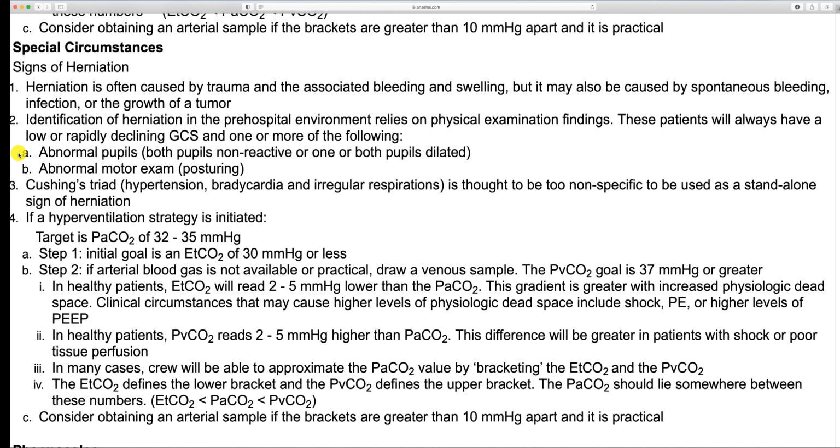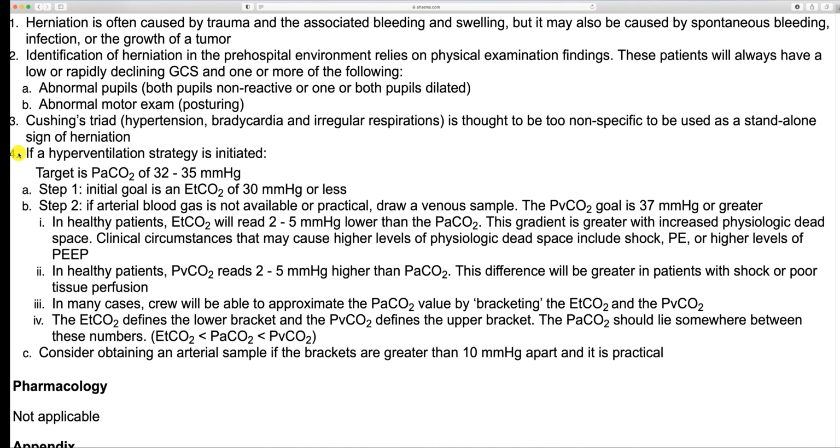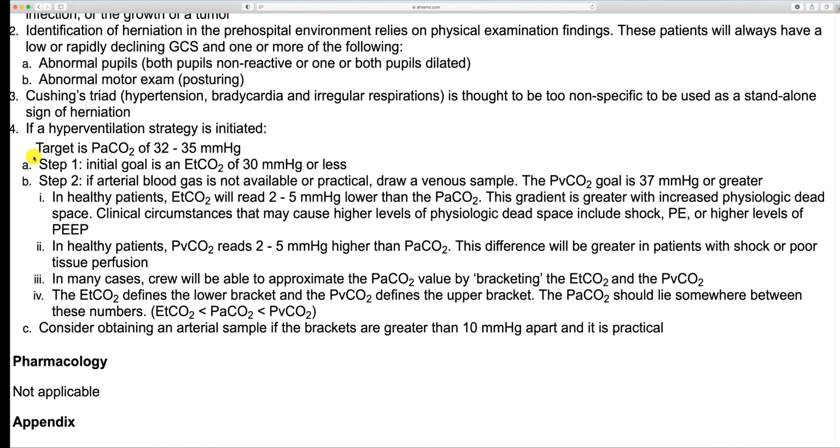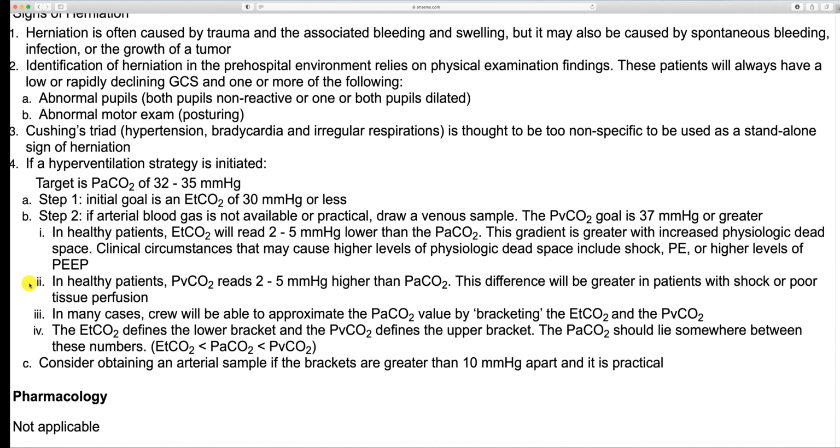The second part to that is abnormal motor. So if the patient is posturing, and it doesn't classify what type of posturing, if they're either decorticate or decerebrate posturing, that falls into this category as well. So you need to have the low GCS or rapidly declining and one or both of abnormal pupils or abnormal motor exam. So if your patient meets these definitions, then we are going to kick over into the herniation goals. Yeah, and they're here, or we can go back to the algorithm. What's your preference, Shell? Yeah, let's go through here since we have them.